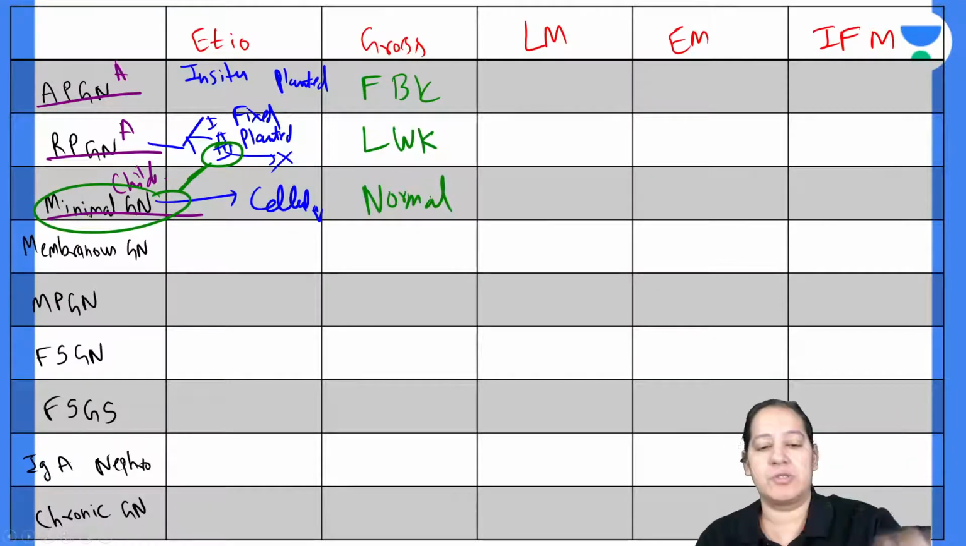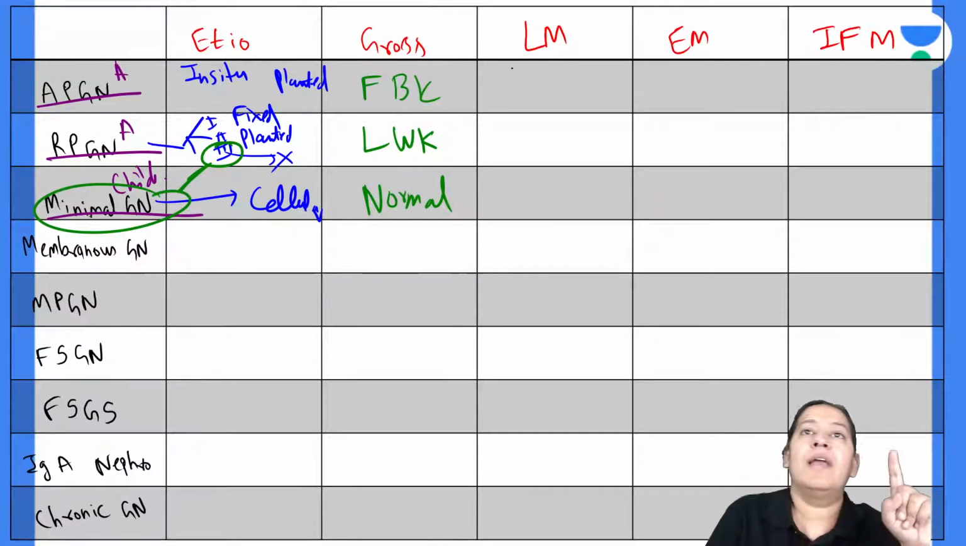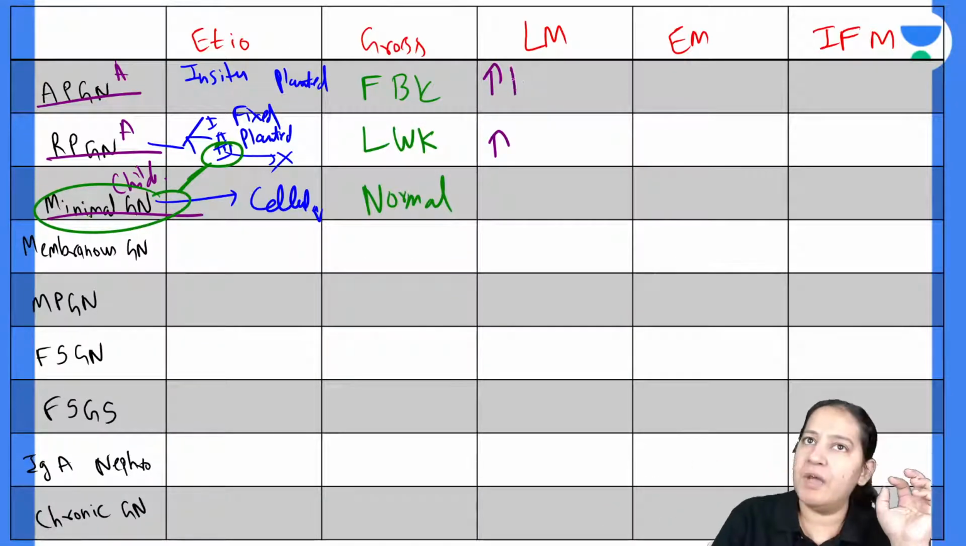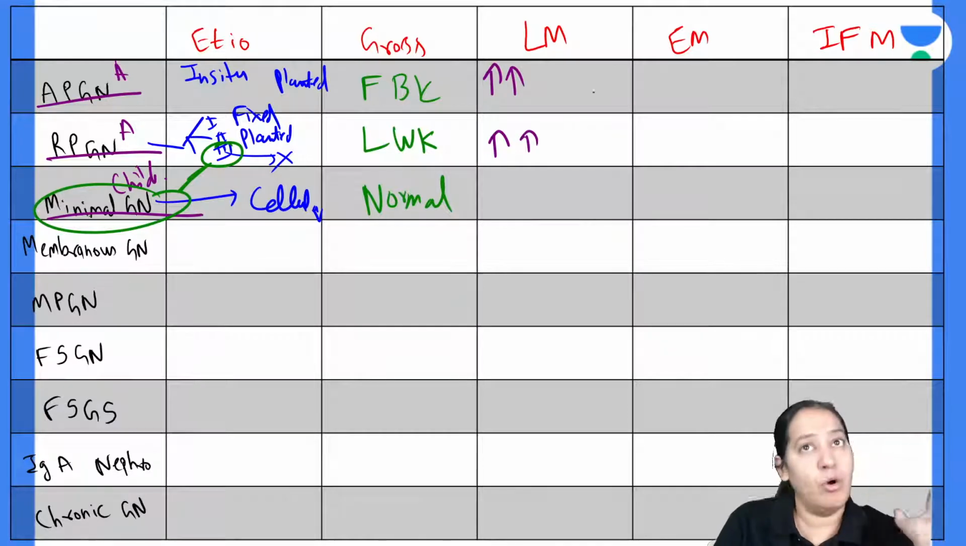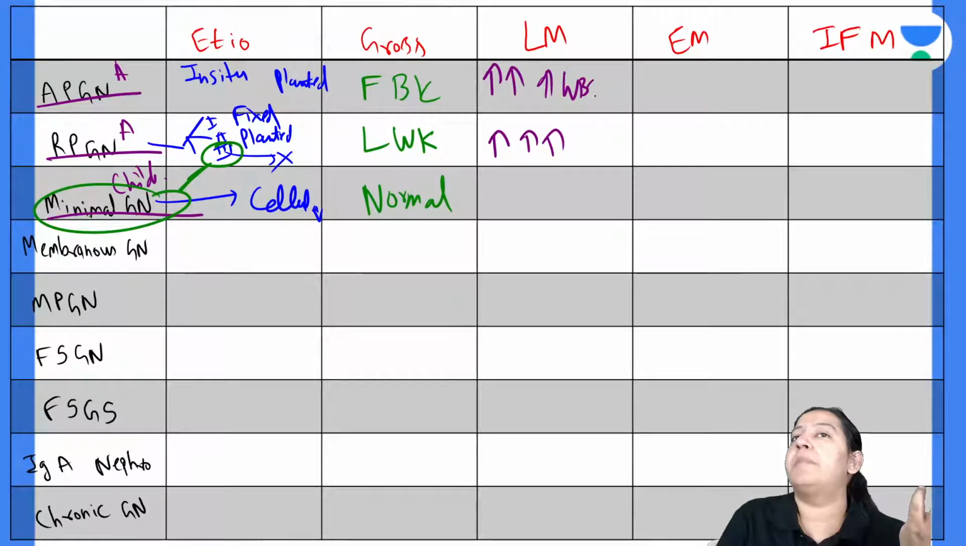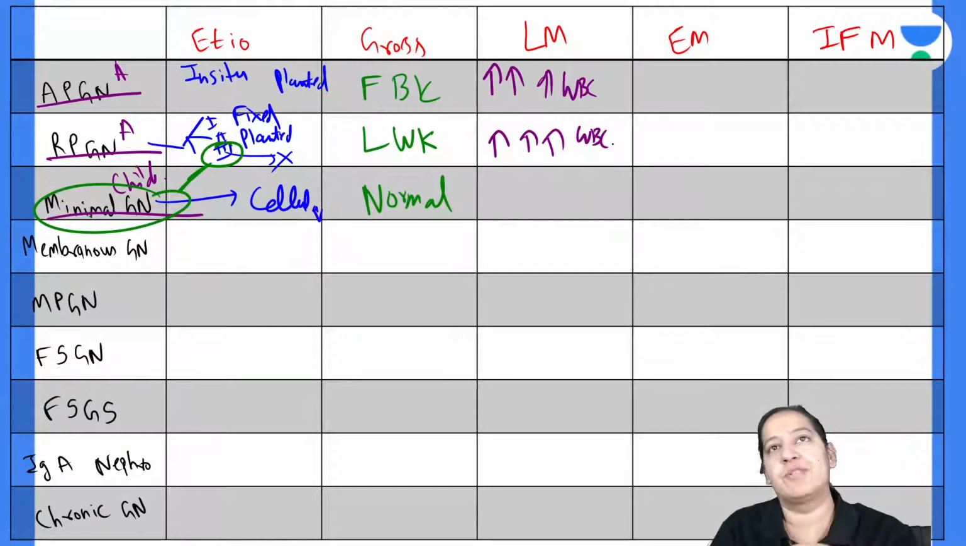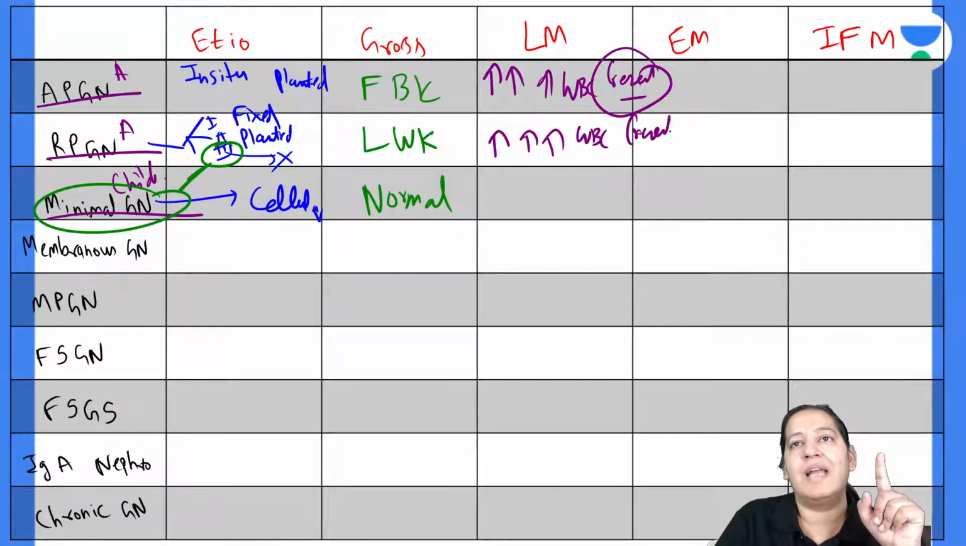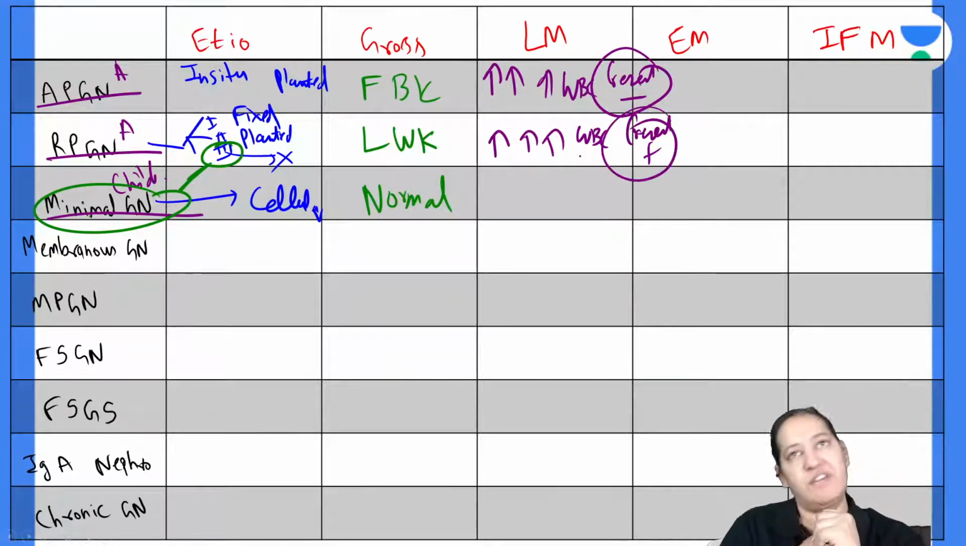Coming to light microscopy of all of them. In light microscopy, in APGN and RPGN, the kidney is enlarged in size, both of them. In both of them, the kidney is hypercellular. In both of them, the kidney is hyperproliferative. In both of them, the kidney is infiltrated by WBCs, that is neutrophils and lymphocytes. But in APGN, crescents are absent. In RPGN, crescents are present. That is the differentiating feature between them.